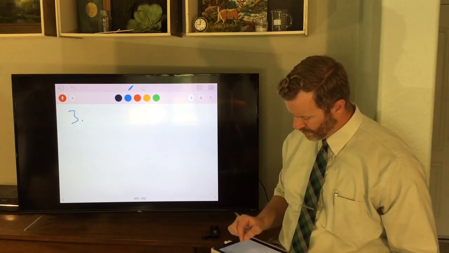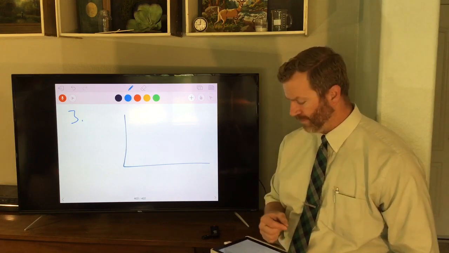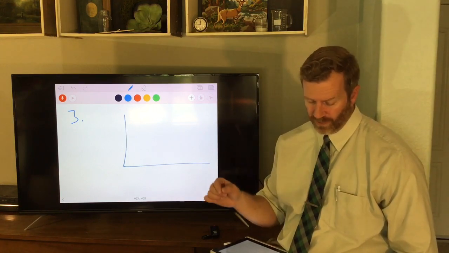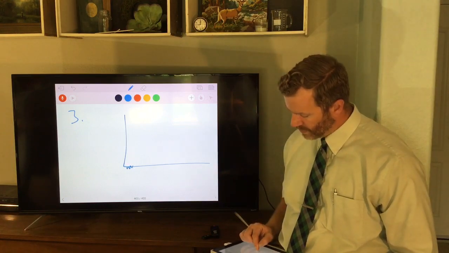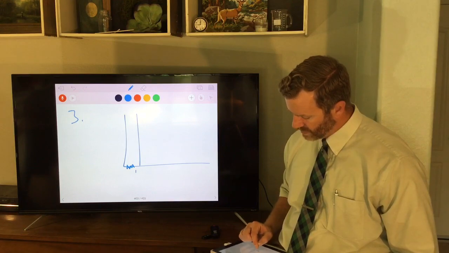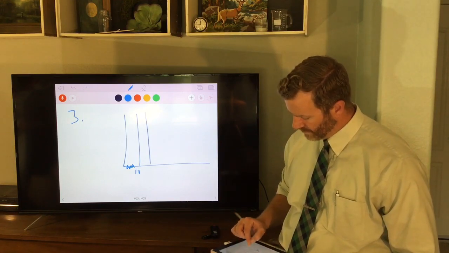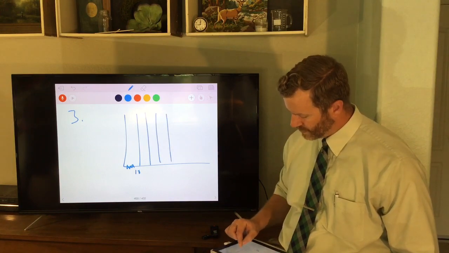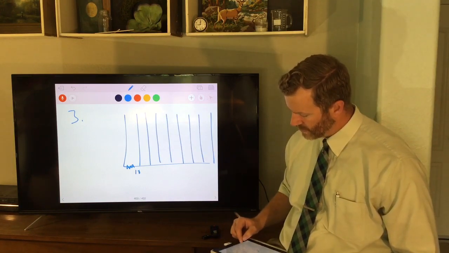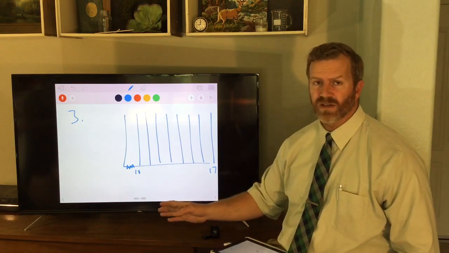So on number three, we have another horizontal bar graph where we are comparing the two sets of data from week two to week four. Now, you might want to do a little scribble line on your graph down here and start with 10. So you might want to go 10, 11, 12, 13, 14, 15, 16, and 17. So make sure you number all those from 10 to 17.